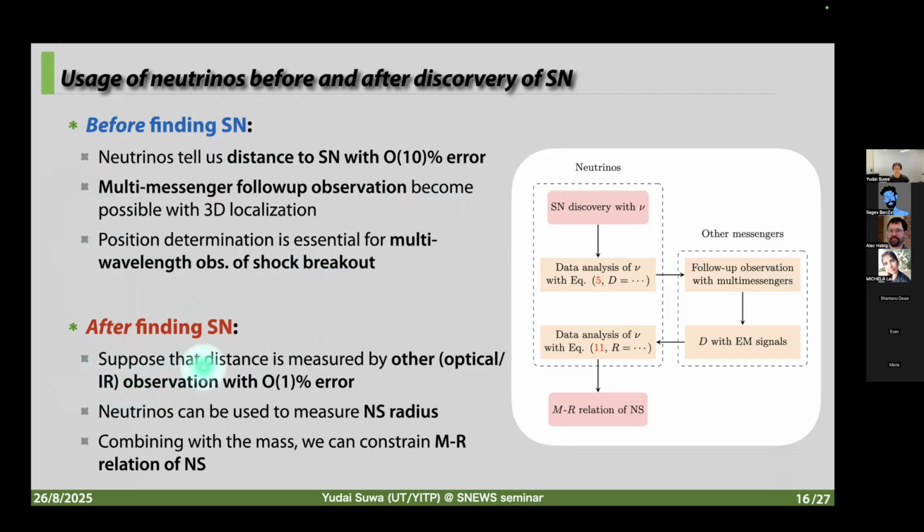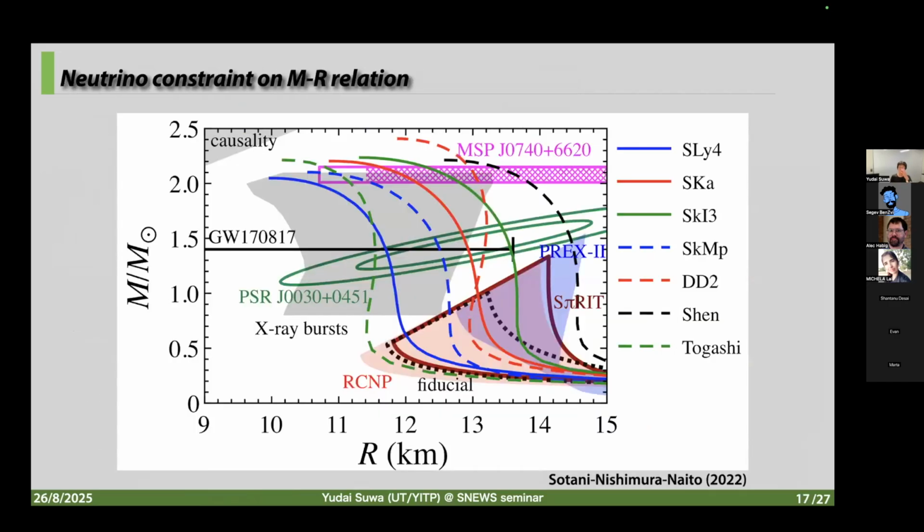Let's suppose that distance is measured by optical or infrared observation with 1% uncertainties. Then we can use neutrino data to measure the neutron star radius with this high precision. And combining with a mass estimate based on the neutrino observation, we can put some constraint on the mass-radius relationship of neutron stars. And this is the current constraint of the neutron star mass-radius relation. So this is the neutron star mass as a function of radius.